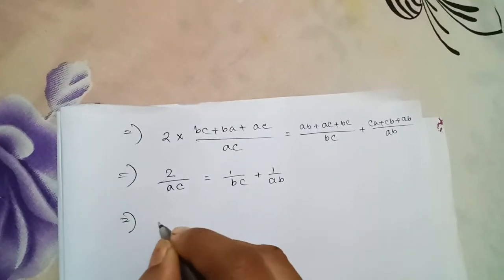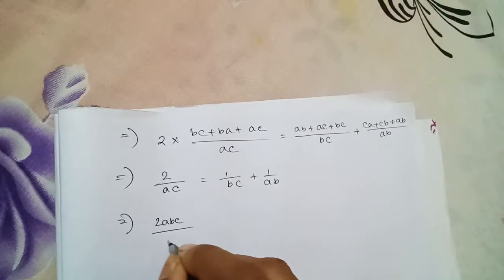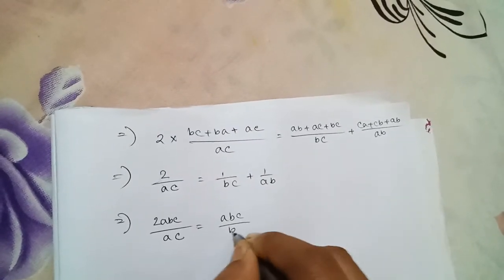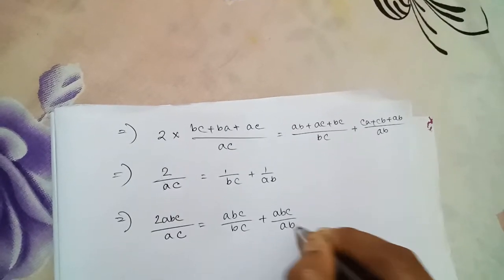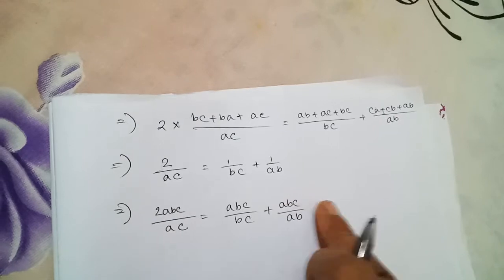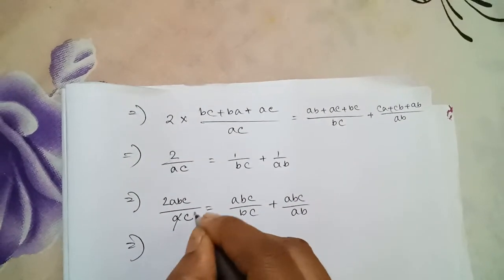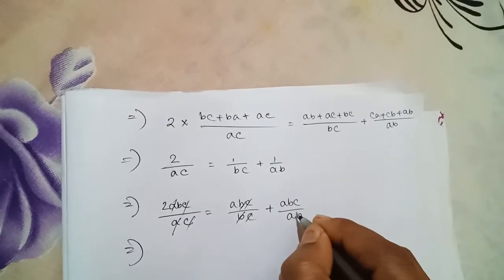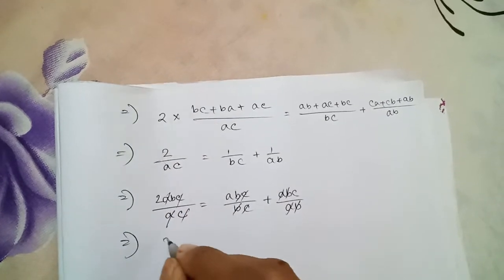This is equal to, look what I am writing, 2ABC divided by AC is equal to ABC divided by BC plus ABC divided by AB. That means I am multiplying throughout by ABC. Now look, for this AC will be cancelled out, for this BC will be cancelled out, and here AB will be cancelled out. What will we be left with?